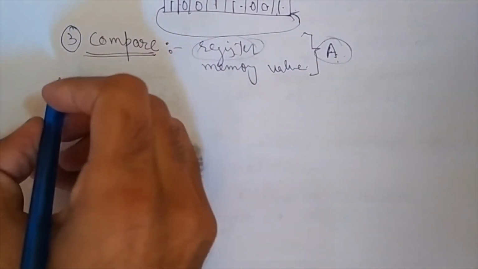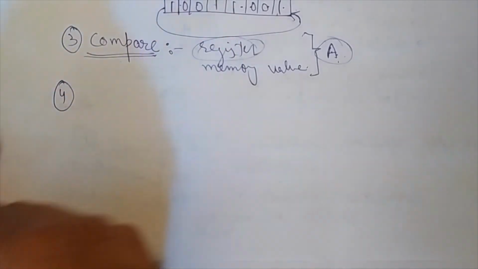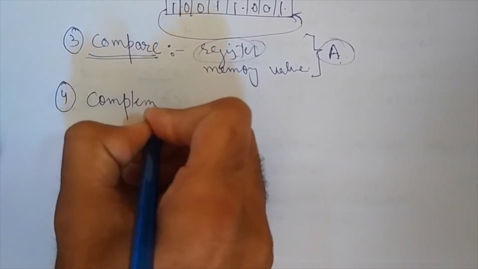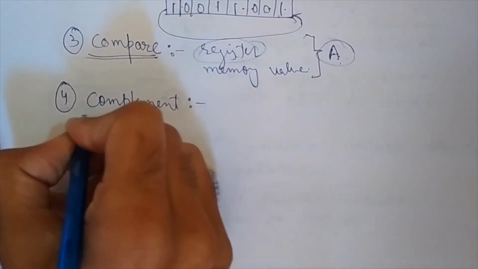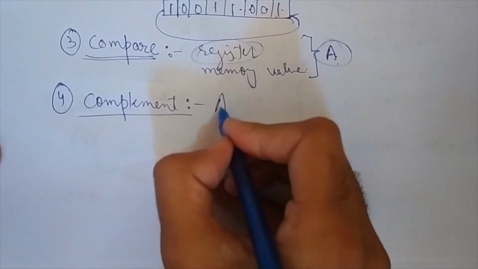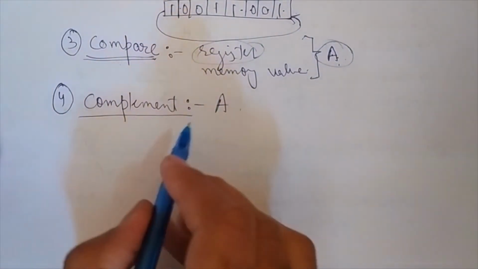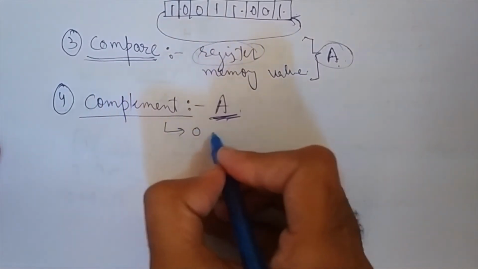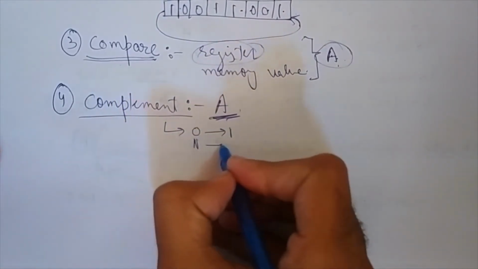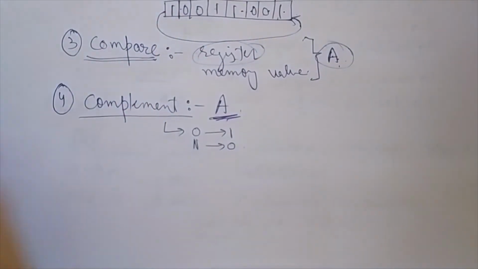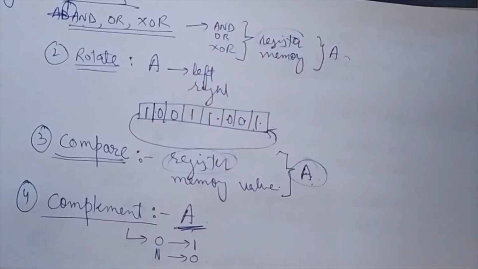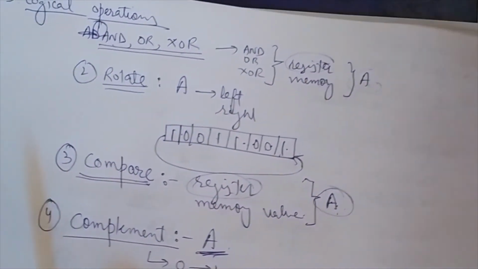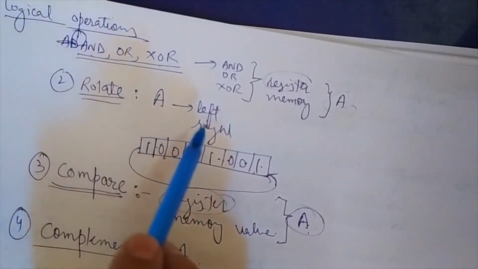Then another type of logical operation that is there in the 8085 microprocessor is the complement. Complement instruction or operation is used when you have to complement the contents of an accumulator. Complement means that wherever we have 0, change it to 1, and wherever we have 1, change it to 0. So these are the different logical operations that are available in the microprocessor 8085. And as I said, the actual instructions will be discussed later on.